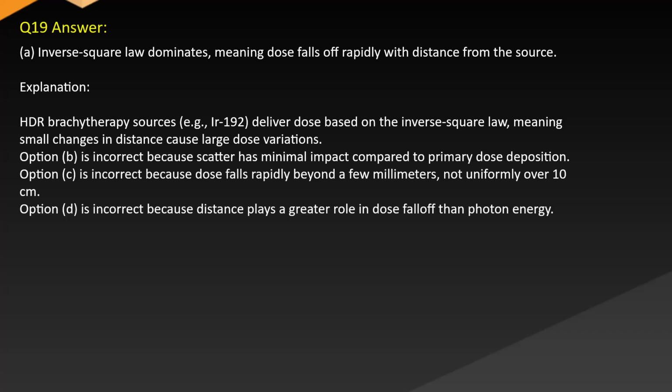Answer: A. Inverse square law dominates, meaning dose falls off rapidly with distance from the source. Explanation: HDR brachytherapy sources, e.g., Ir-192, deliver dose based on the inverse square law, meaning small changes in distance cause large dose variations. Option B is incorrect because scatter has minimal impact compared to primary dose deposition. Option C is incorrect because dose falls rapidly beyond a few millimeters, not uniformly over 10 centimeters. Option D is incorrect because distance plays a greater role in dose fall-off than photon energy.